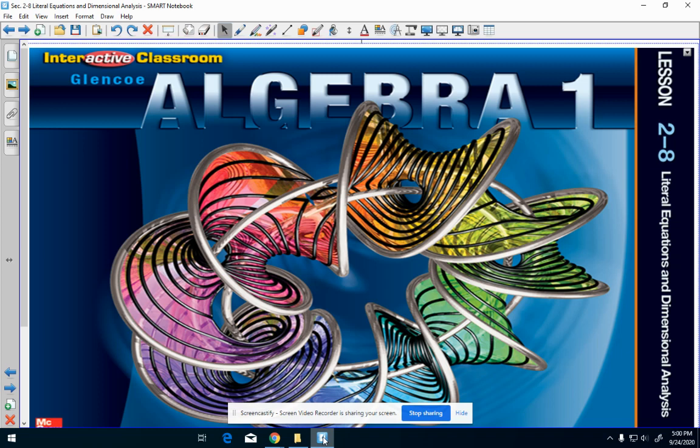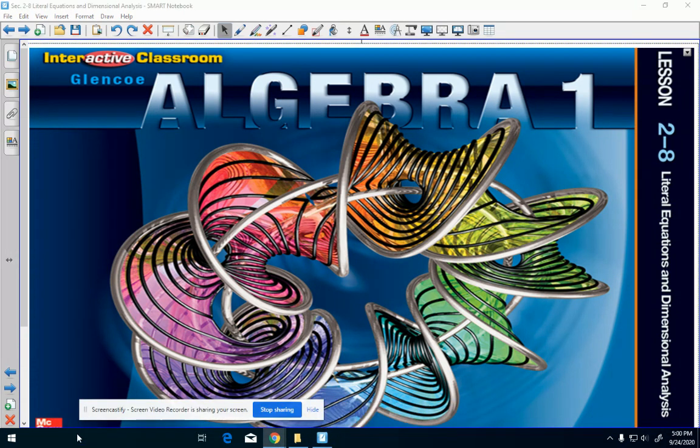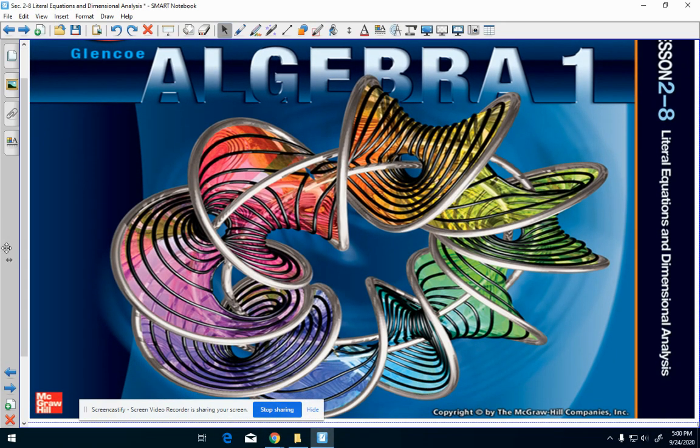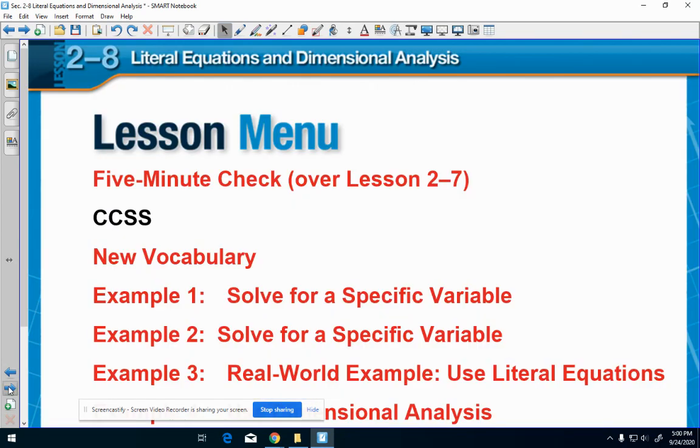All right, guys, today we are going to take a look at the last section in this chapter. We are going to be looking at section 2.8. So please make sure that you have your notebooks out and you go ahead and title this last section what are known as literal equations and dimensional analysis.